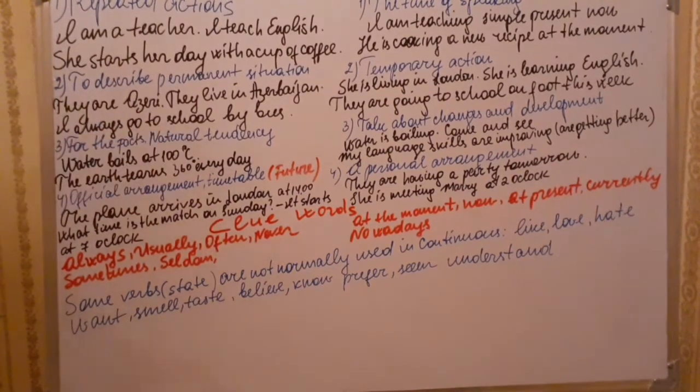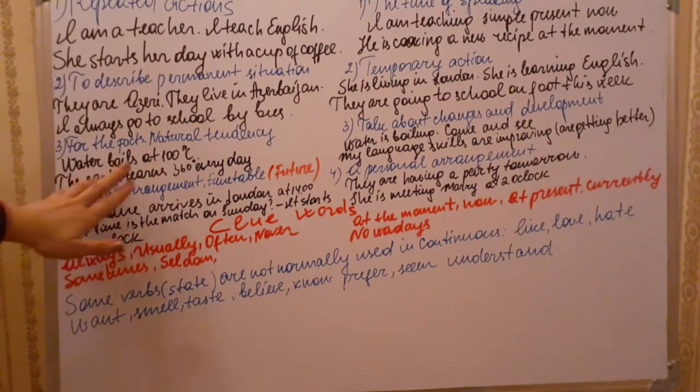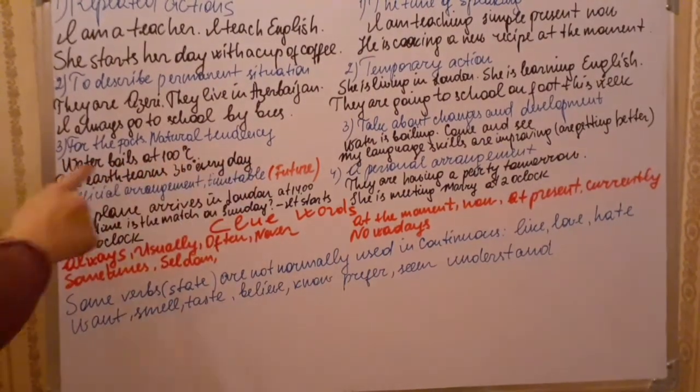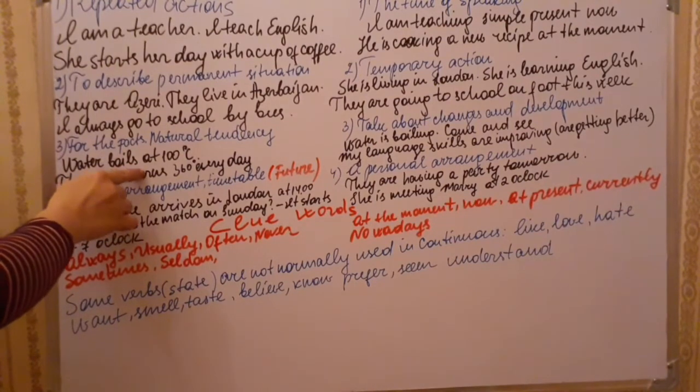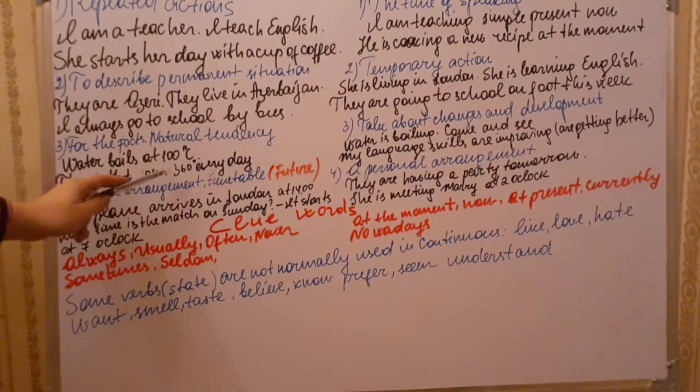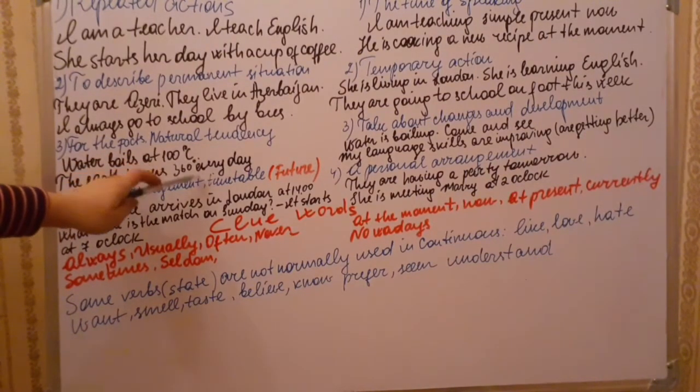And for natural tendency, you know what it means? For example, in winter the weather gets cold, the weather gets hot in summer. It is a natural tendency. The earth turns. Oh my god, so sorry, I have made a mistake here. The earth turns 360 degrees every day. There should be an s. Okay, the earth turns 360 degrees every day.